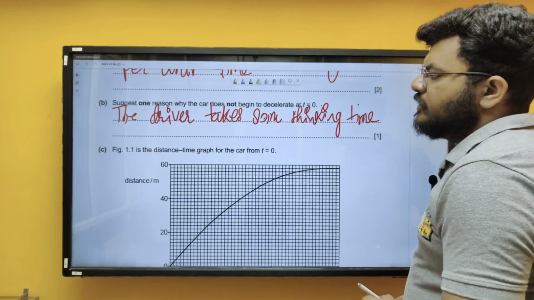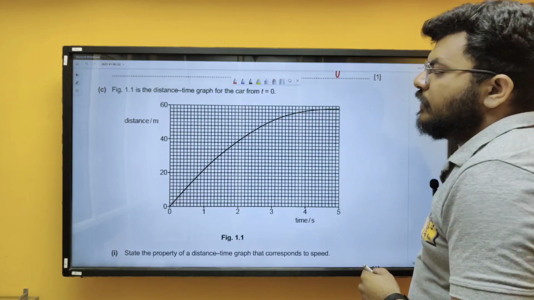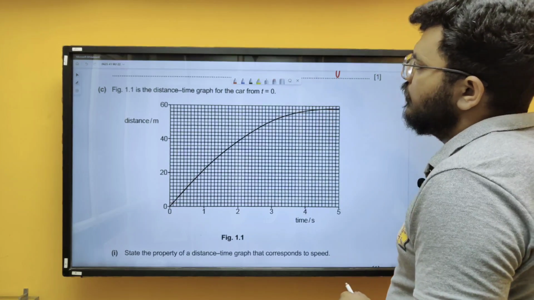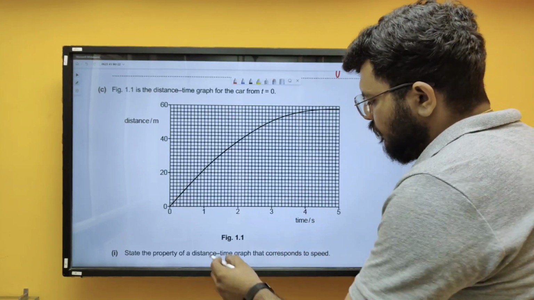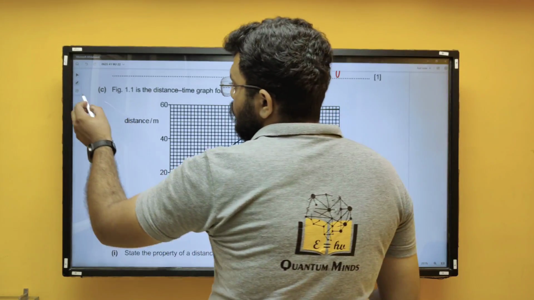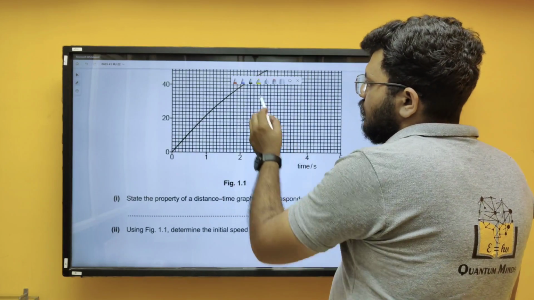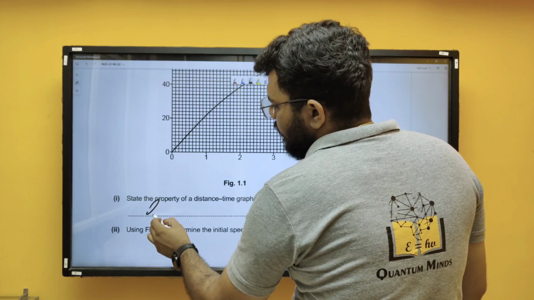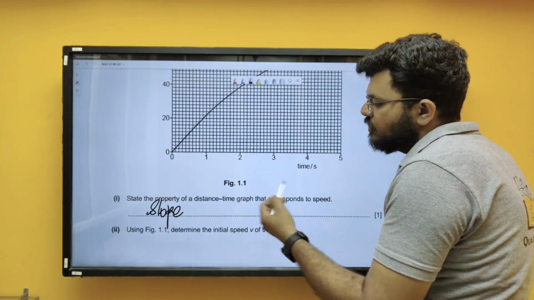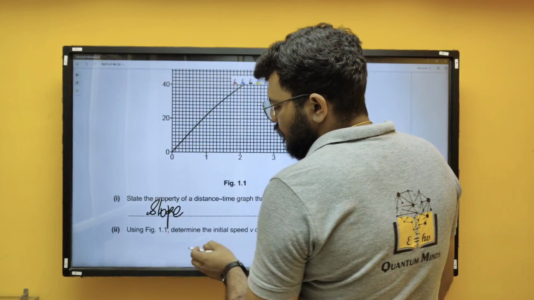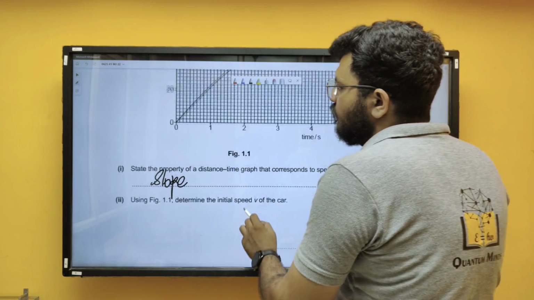Okay, next we have figure 1.1, a distance time graph for the car from t equal to 0. State the property of the distance time graph that corresponds to speed. For a distance time graph, the slope or gradient is speed. If it was a displacement time graph, that would be velocity. Then determine the initial speed v of the car.